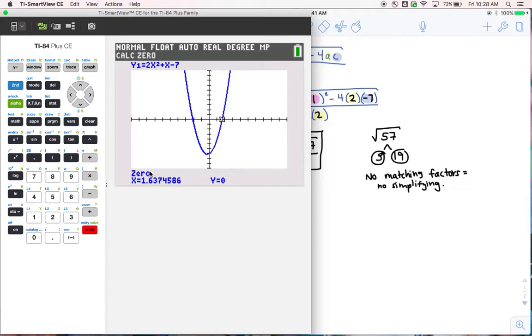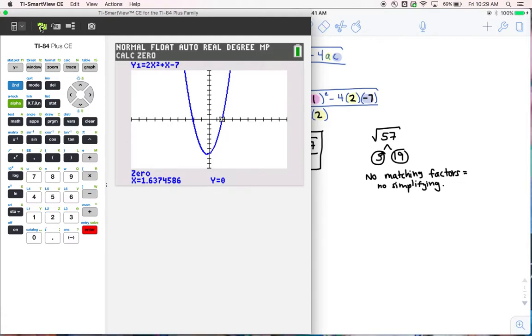Okay, look at that, y'all. 1.6374586. This decimal cannot be written as a fraction. This is not a rational number. If you get a crazy decimal like this, you've got to use the quadratic formula, right? Because this is not exact.